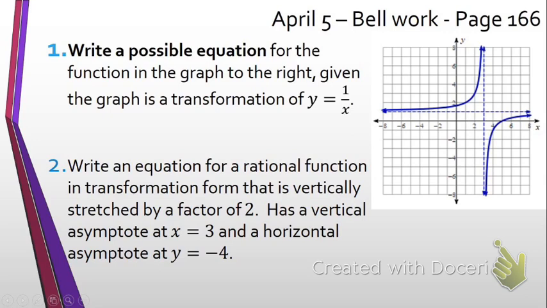Okay, so on the bell work, I had up on the screen our transformation form. Y equals A in the numerator, X minus H in the denominator, and K always gets left out back at the end there. As I'm looking at this graph and wanting to write a possible equation, do you guys notice anything about the graph that I might be able to use to determine A or H or K? The X and Y asymptotes. So let's look at those asymptotes there.